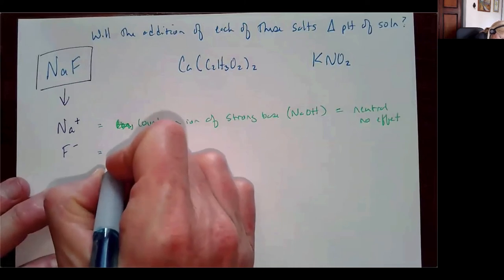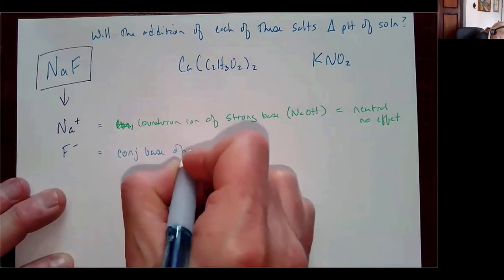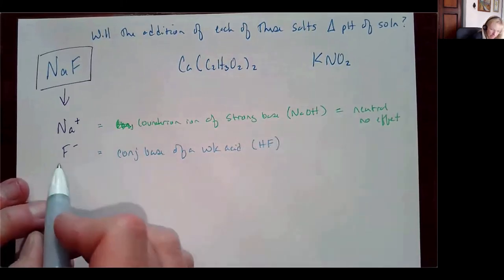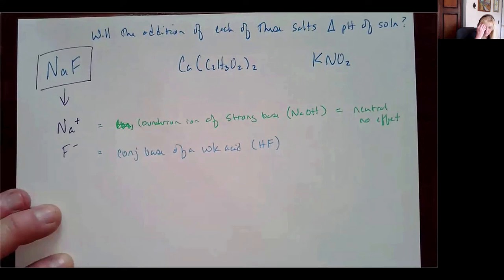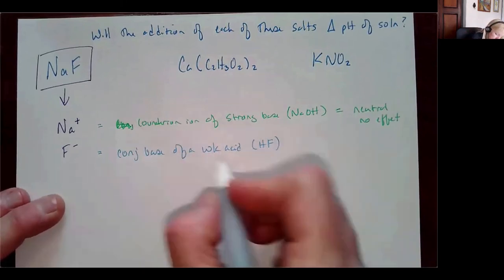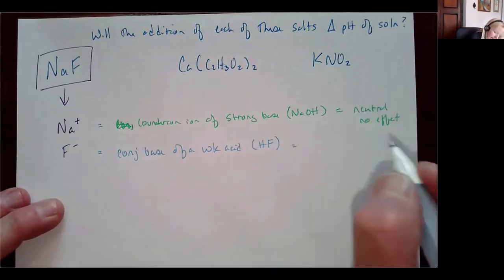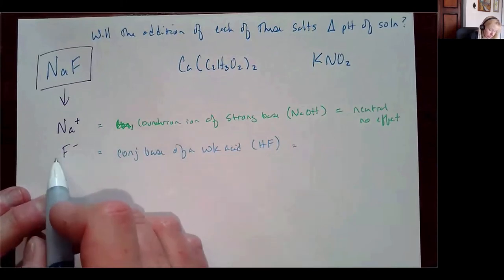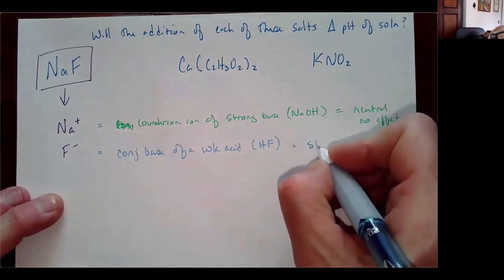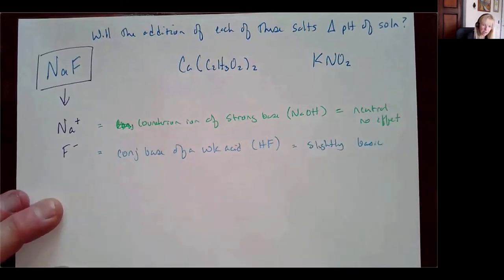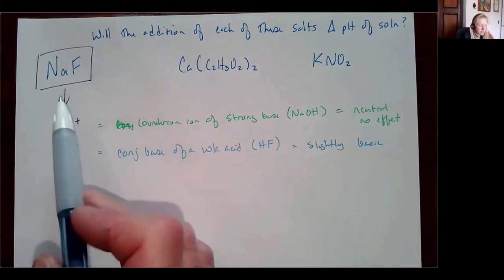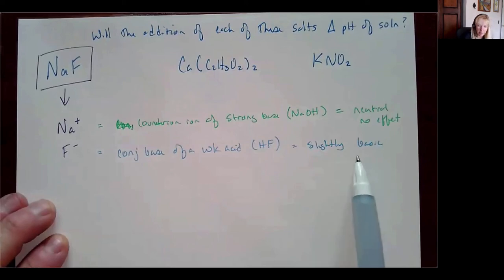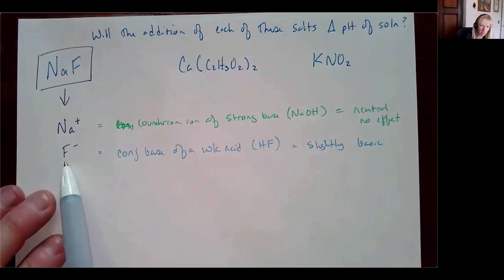Fluoride is the conjugate base of a weak acid, and my weak acid is HF. So if I'm not sure, I'll just add an H to this and see if that's one of my strong acids. If it isn't, then it's going to be a weak acid. Conjugate base of a weak acid, so that's going to act like a base in that it's going to pick up a proton from water and it's going to make it slightly basic. So if I take sodium fluoride and I add it to water, my pH is not going to be neutral, it's going to be slightly basic, and that slightly basic is coming from the fluoride ion.